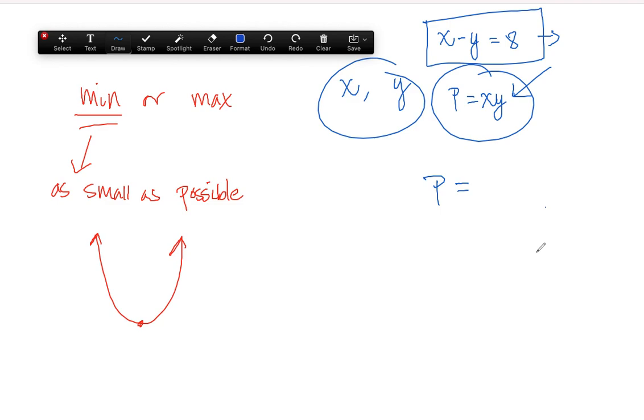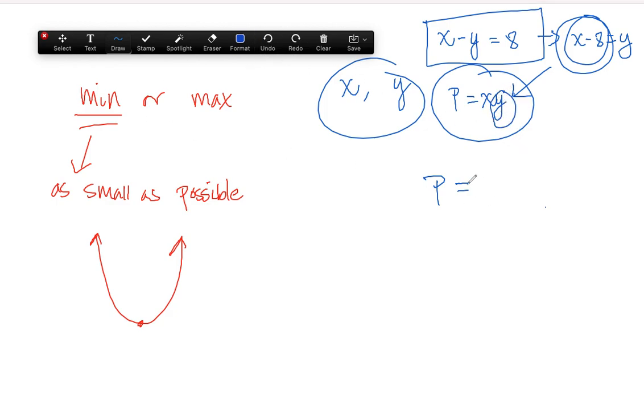Just move x to the other side. Yeah, exactly. We could do that, or move the y to the right and the 8 to the left. It doesn't matter. Either way, we're going to end up with x minus 8 is equal to y. Got it. So now you're going to take this x minus 8 and substitute for y right there in the product part.